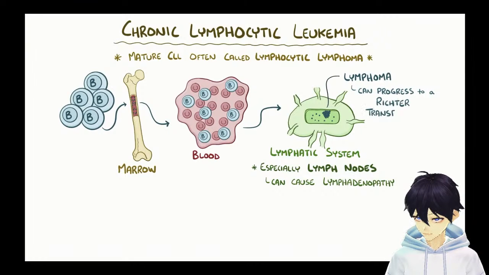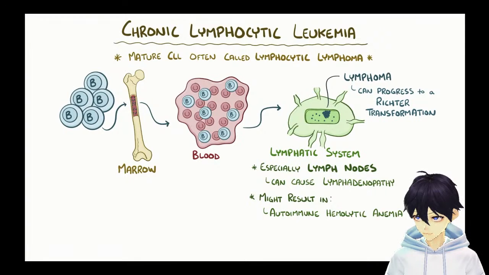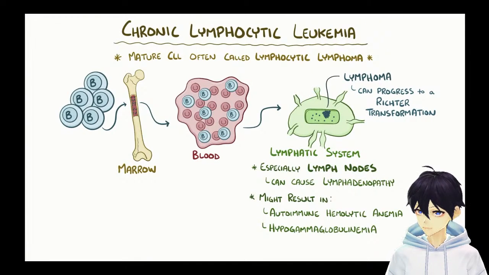Further progression might take the form of a Richter transformation, where those small, pretty harmless lymphomas collect into sizable masses that damage the body. And because B cells normally work in the immune system, the reduced or adverse functioning of CLL cells might result in autoimmune hemolytic anemia, where the cells attack the body's own red blood cells and kill them off, or hypogammaglobulinemia, where the cells don't produce enough gamma globulins.